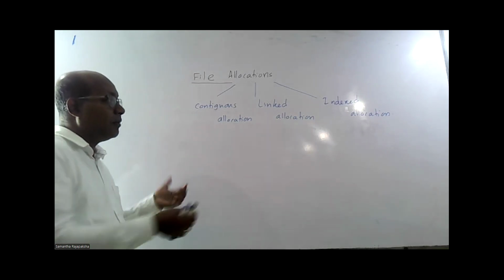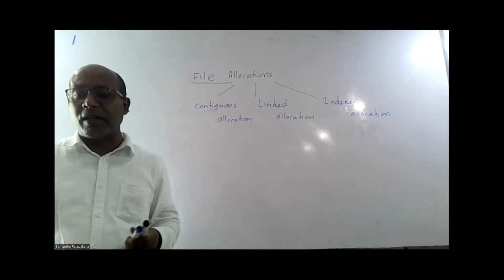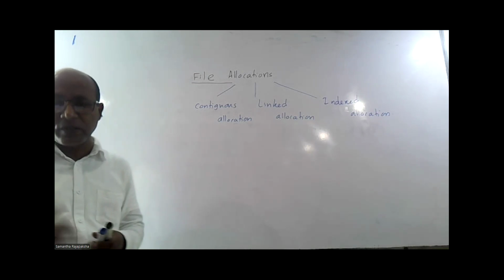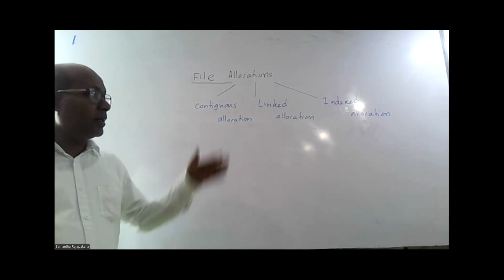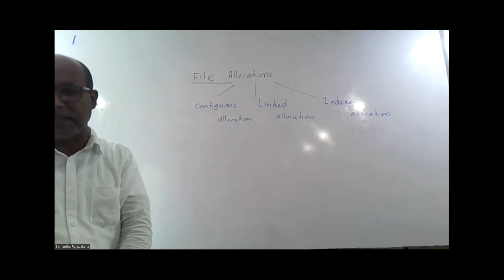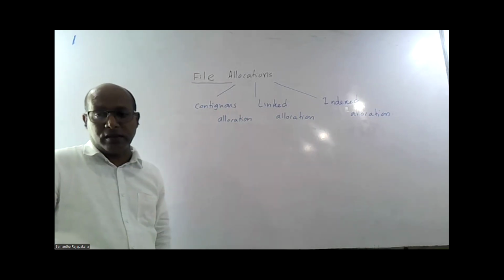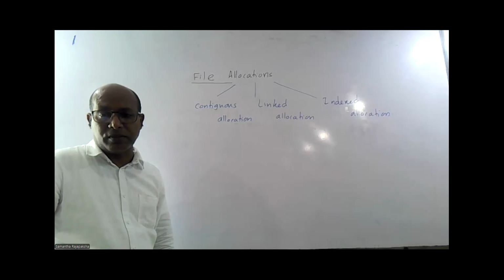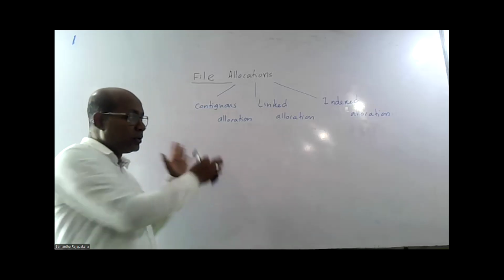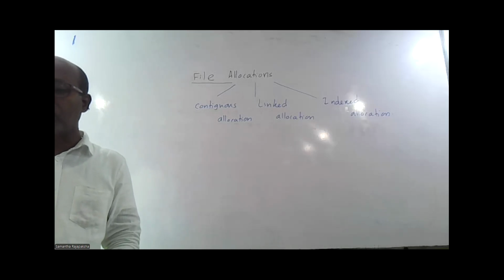Allocation means we have the blocks in the hard disk. How to allocate these blocks for the files? That is called allocation. So contiguous allocation, linked allocation, index allocation. Those are the 3 allocation strategies. So then we want to study each one, how you can do this allocation. Allocation means we have the blocks in the hard disk, and then how do you allocate these blocks for the files?